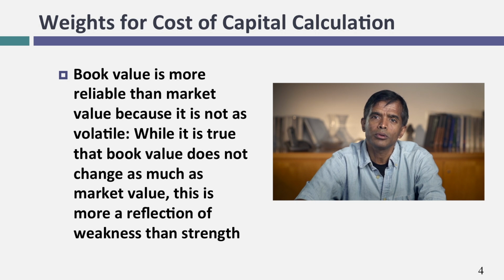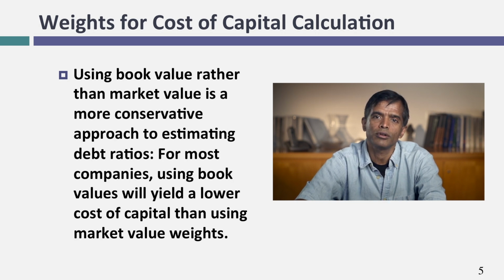The second argument you'll hear is that they're just being more conservative. But using book value weights is actually less conservative for most companies because it'll give you a lower cost of capital. And here's why. Book value weights will weight debt more and equity less, and the cost of debt is usually much lower than the cost of equity.